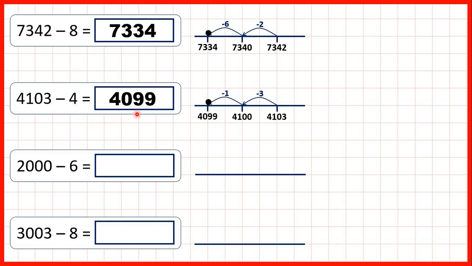4,099. And here, it's really important that we remember to write the 0 in our hundreds digit to make it clear that this 4 still represents 4,000s, not 400s.